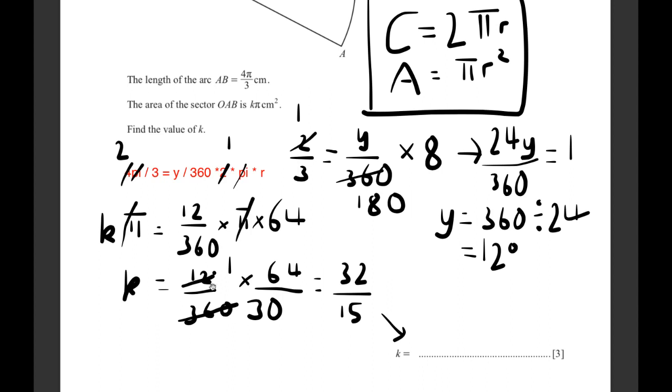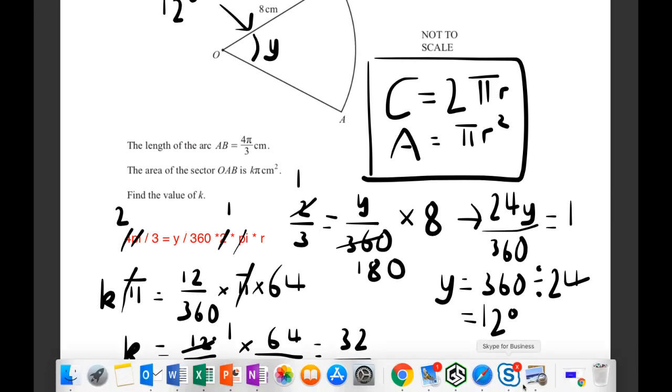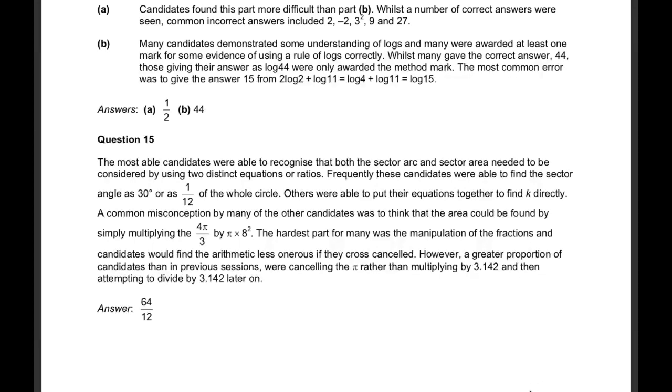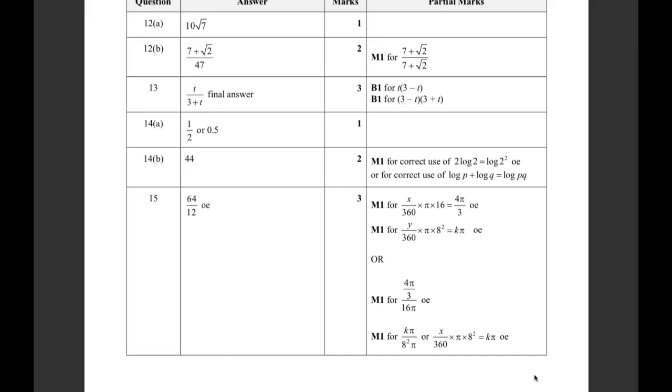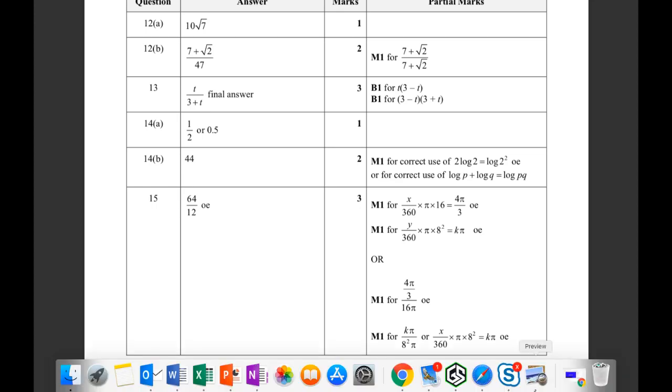64. 12 goes into there 30 times, I agree. Okay, maybe y is not 12 degrees. I'm thinking there's the error. Y over 360 times pi times 8 squared. Yeah, I got that. Why are these different though? I don't understand that. The angle doesn't change.